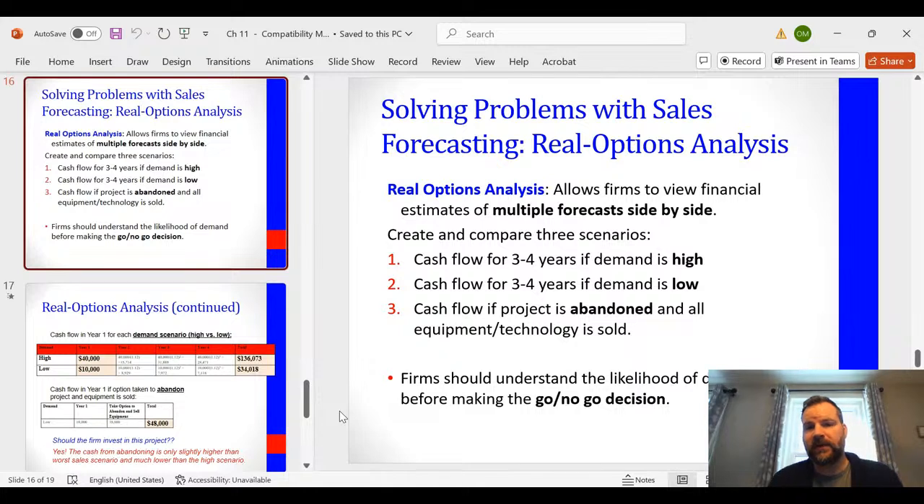Another useful tool is the real options analysis. This is where you can view financial estimates side by side. The idea here is that you try to project out for 3 to 4 years, and you try to see, all right, what would it look like if we hit our high-end projections? What if we hit our low-end projections? And what if we just abandon everything and sell everything?